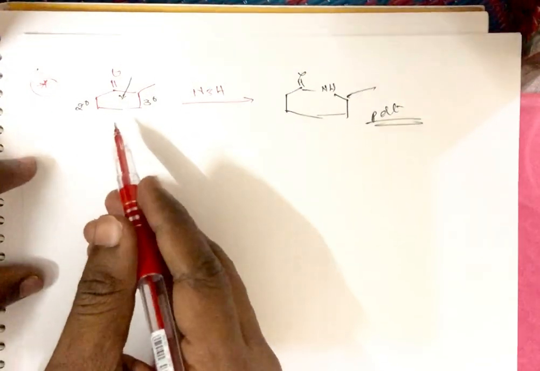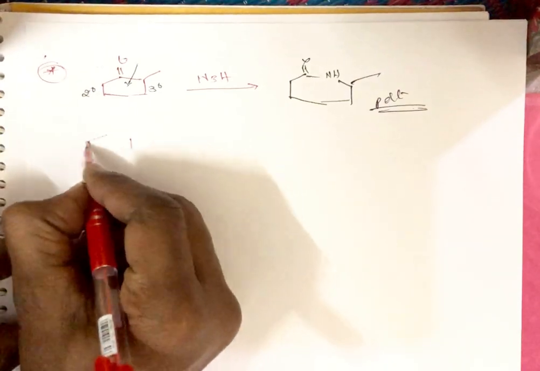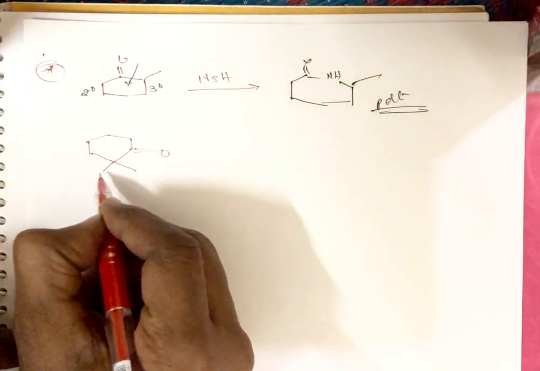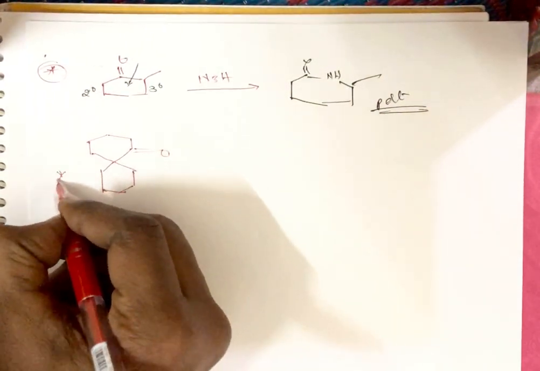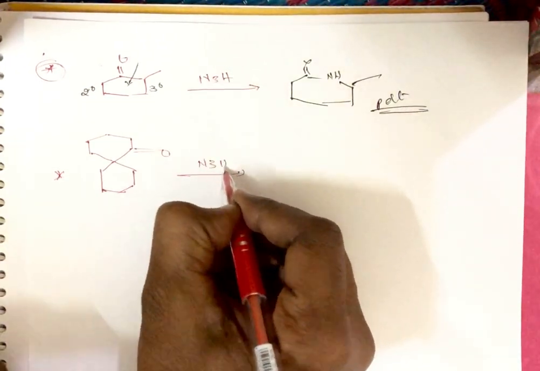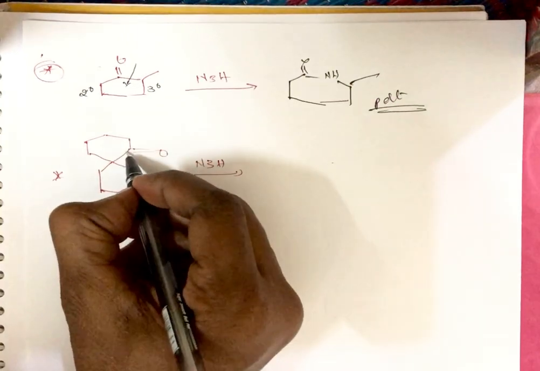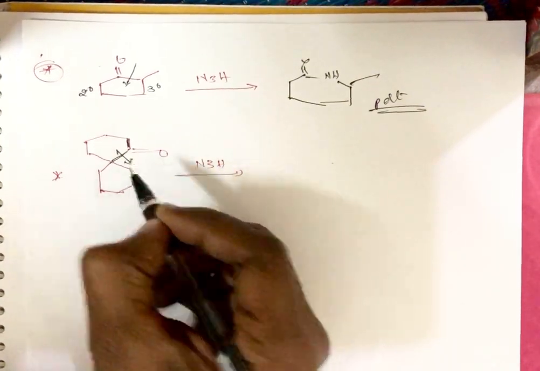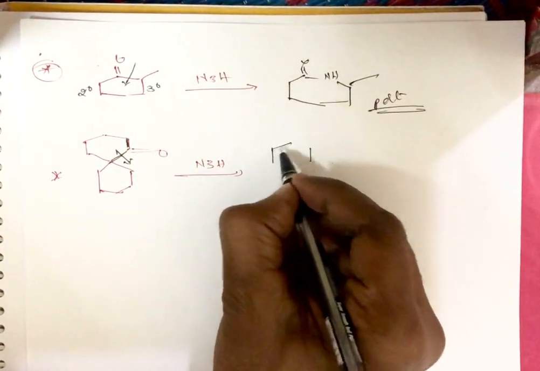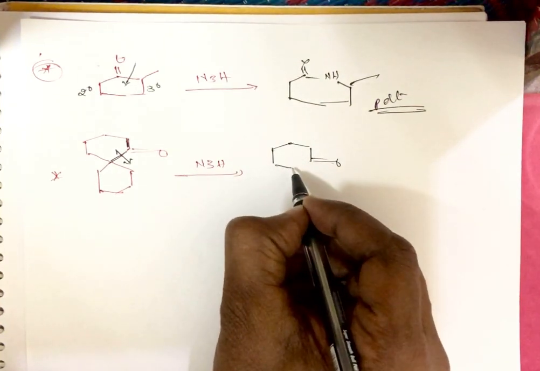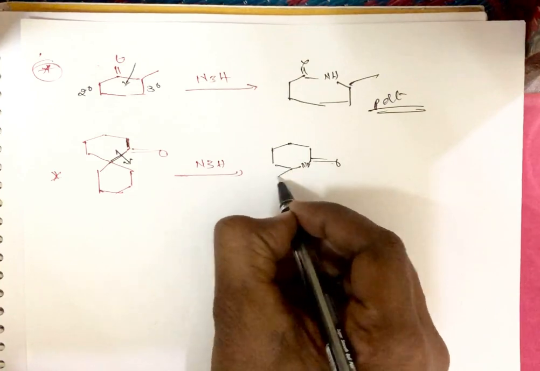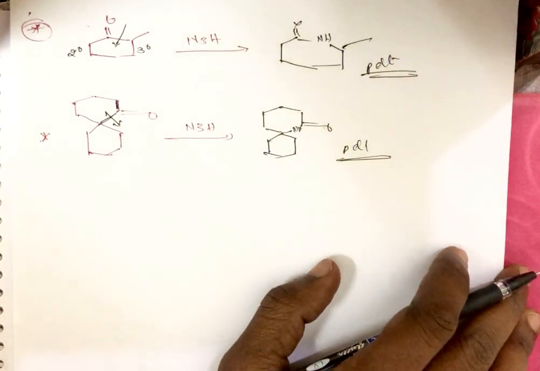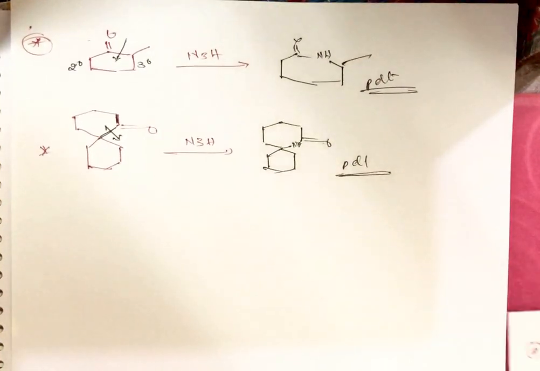Again in this reaction, here you have a ketone treated with hydrazoic acid. Here you have a tertiary group and a primary group, so you can introduce NH on the tertiary side. This is our product. I hope you understand this reaction.